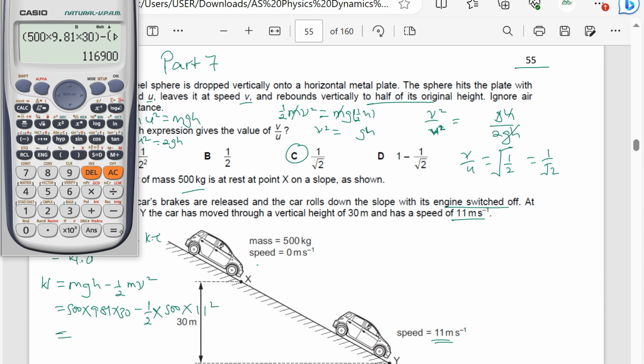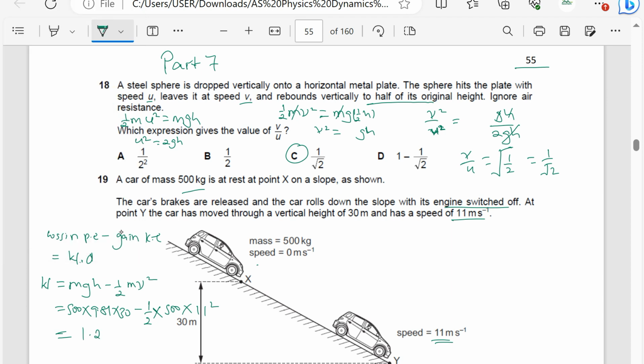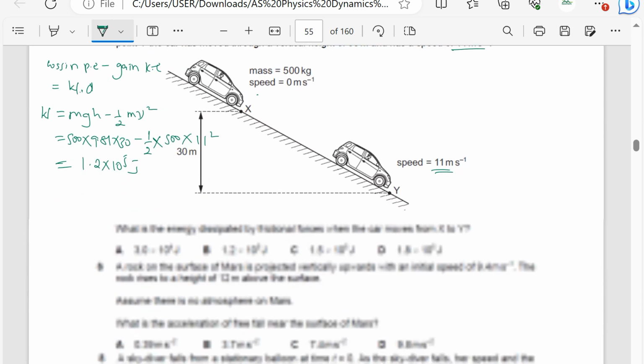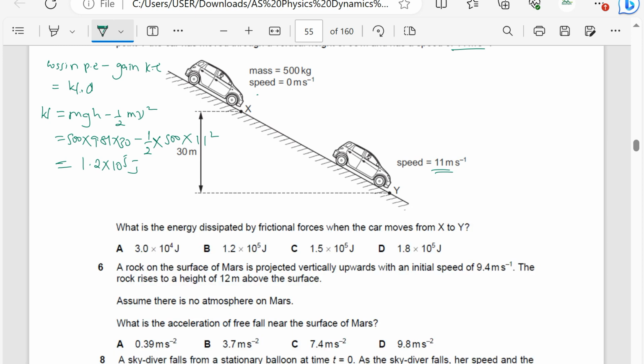So this is giving me 1.2 times 10 power 5. So that is 1.2 times 10 power 5 joules. So that is the work done against friction. So it is going to be the energy dissipated by the frictional force, which means our answer is going to be automatically B.